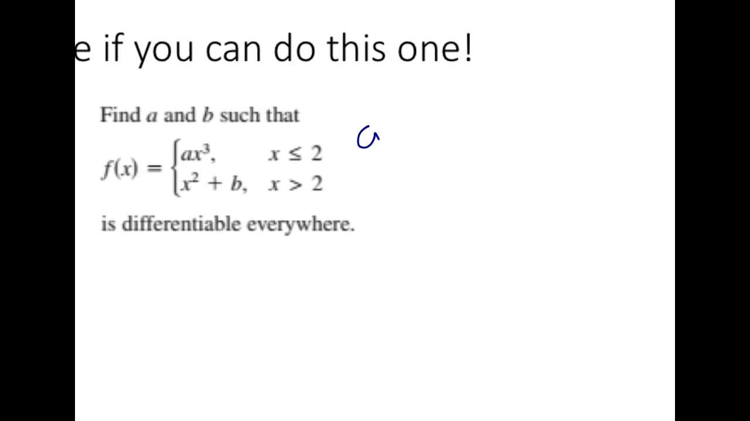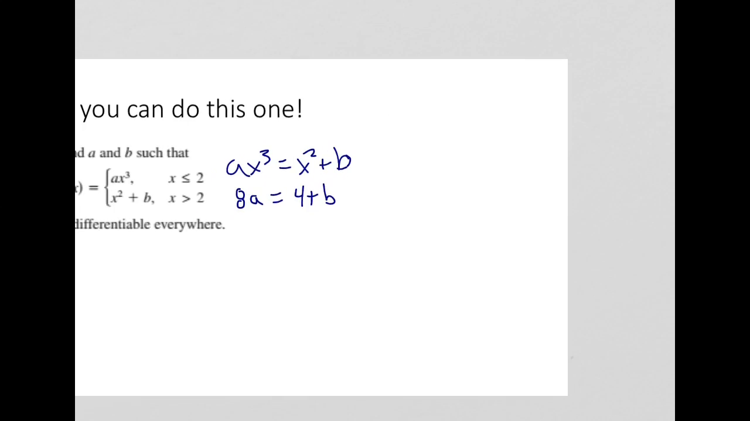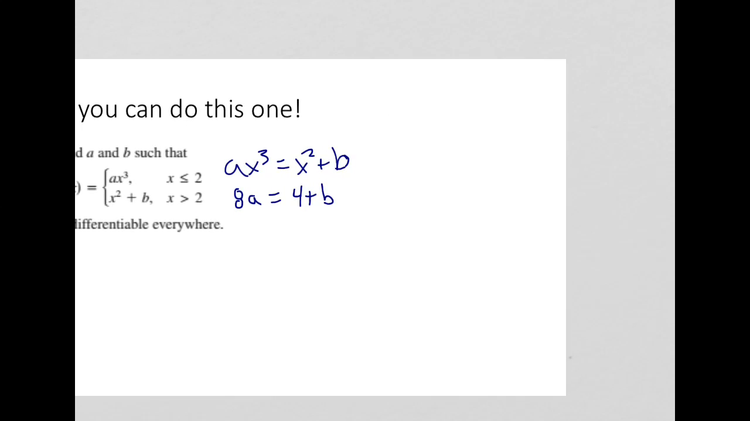So start off with that first bit. We need ax cubed to equal x squared plus b when x equals 2. So I'm going to write that as 8a equals 2 squared, which is 4, plus b. I'm going to leave that alone for now until I know how I want to simplify it. Now that came from the functions being continuous, and now I need the derivatives to be continuous as well.